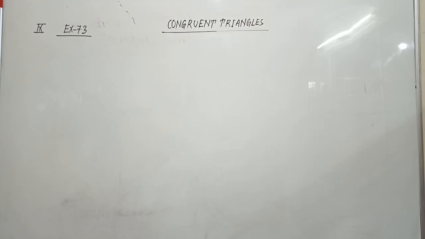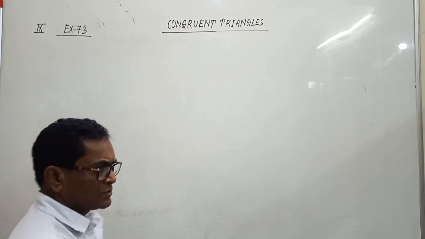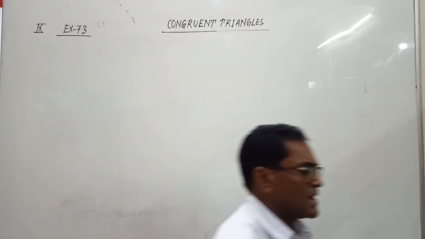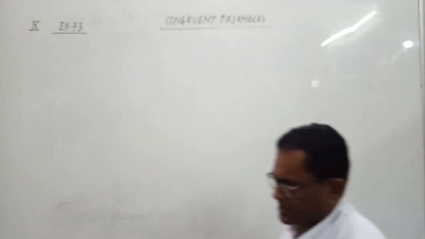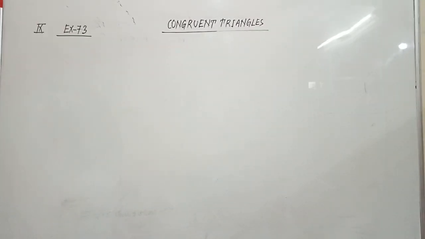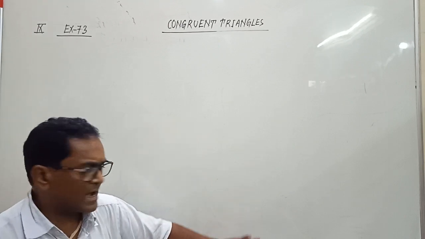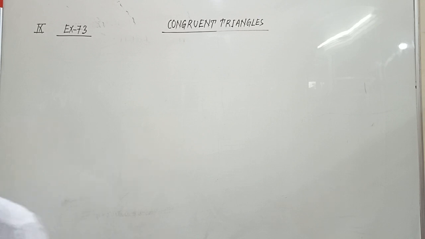We continue congruent triangles, and in this video we discuss NCERT exercise 7.3. In the previous video we discussed two theorems, SSS congruency criterion and RHS congruency criterion. So let us see the problems based on it.